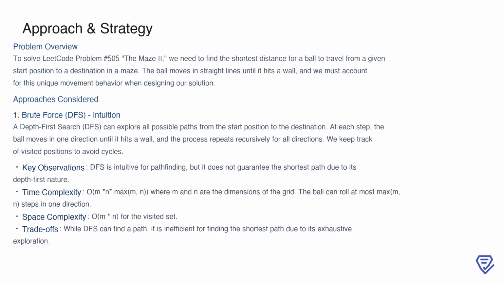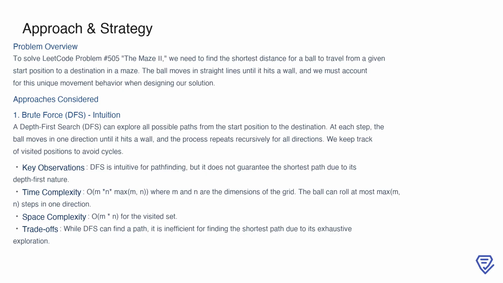To tackle LeetCode problem number 505, the Maze 2, our goal is to determine the shortest distance for a ball to travel from a starting position to a destination within a maze. The ball has a unique movement behavior. It continues rolling in a straight line until it hits a wall. This makes the problem distinct from typical pathfinding questions, as we must account for how far the ball rolls before changing direction. One approach we might consider is using depth-first search, or DFS.